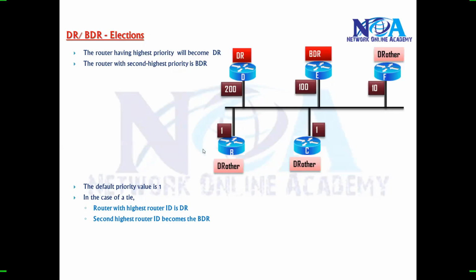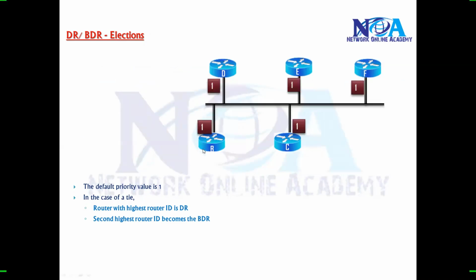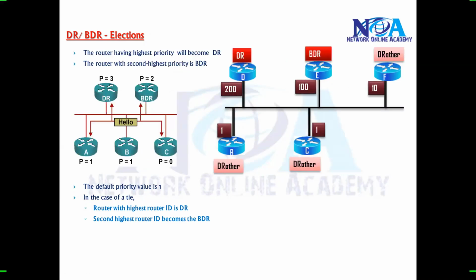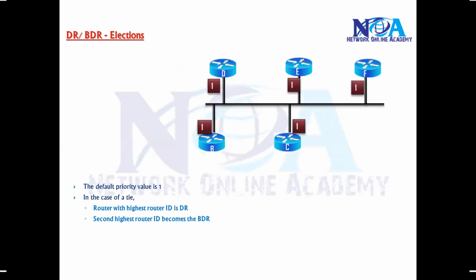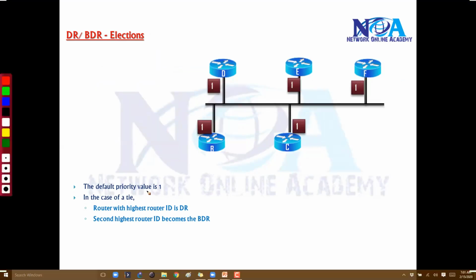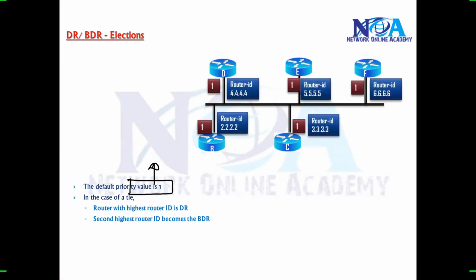And what if there is a tie in the priority value? Because there is a possibility that all the routers may have the same priority value. If you don't make any changes, the default priority value will be 1, which means if you go with the default values, there will be a tie in the priority value. In case of a tie in the priority value, the tiebreaker will be the router IDs.